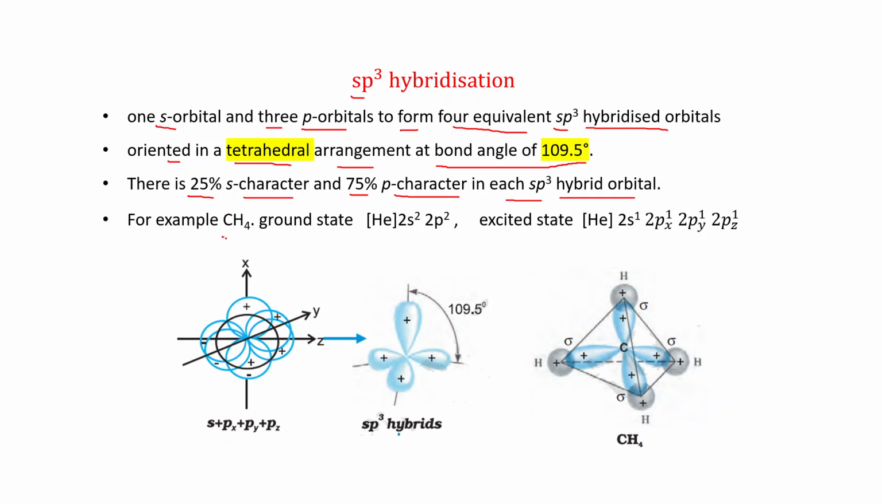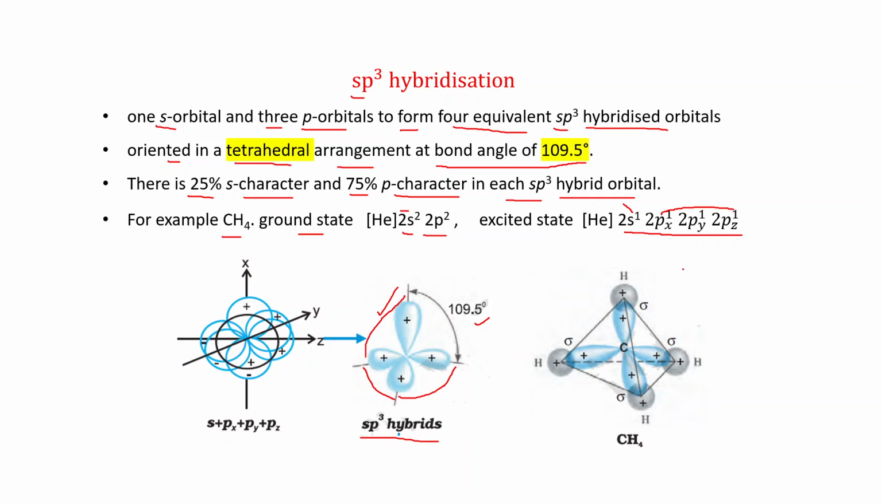Take the example CH4. In the ground state, the electronic configuration of carbon in the outermost shell is 2s2, 2p2, so only two half-filled orbitals are there. But we require four half-filled orbitals. That's why one of the 2s electrons will be excited to the 2p orbital, and in the excited state its outermost electronic configuration becomes this. Now the one s and three p orbitals are half-filled. They will undergo mixing and produce four sp3 hybrid orbitals, and these four sp3 hybrid orbitals arrange in a tetrahedral manner. This bond angle is 109.5 degrees, this is also 109.5, this is also 109.5, this is also 109.5.